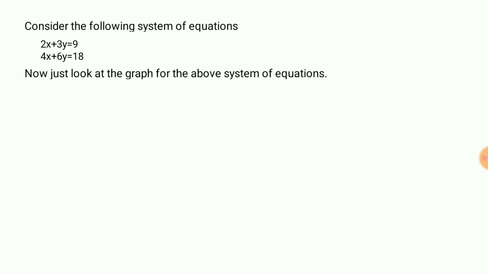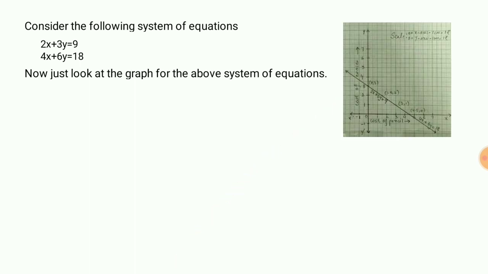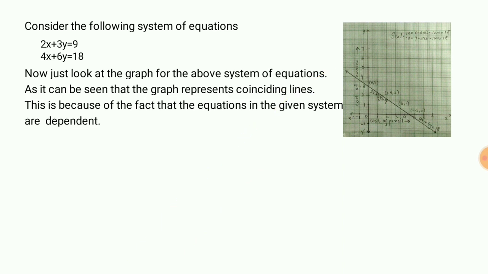Here a1 upon a2 is 2 upon 4, that is 1 upon 2. b1 upon b2 is 3 upon 6, that's 1 upon 2. c1 upon c2 is minus 9 by minus 18, which is again 1 upon 2. So I think you all can recall that the graph for this will be coinciding lines. Yes, we have the graph as coinciding lines. Means that every solution of the first equation is also a solution of the second equation.